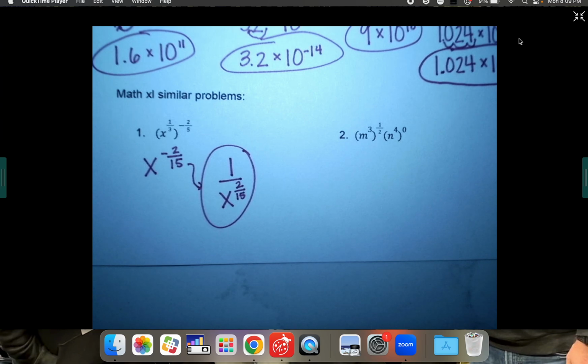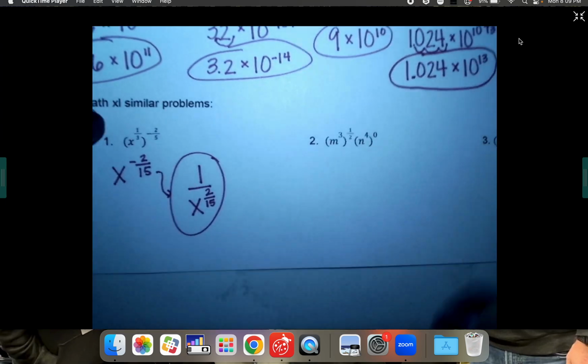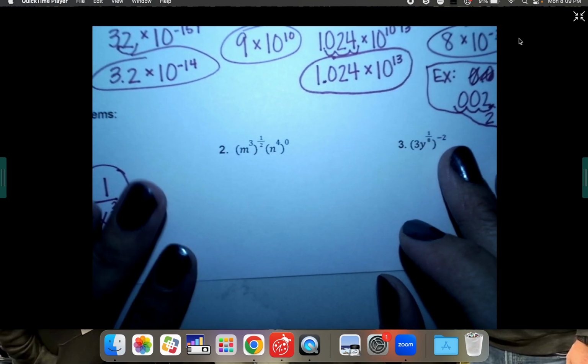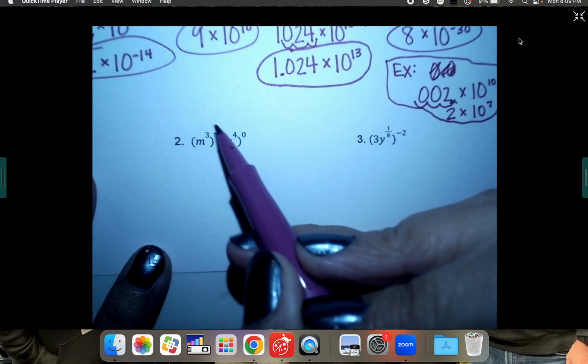All right. You're going to put it like that. I was going to say I've also seen it a different way, but I think that's how Math Excel wants it. Okay, number 2, these get distributed or multiplied, sorry.